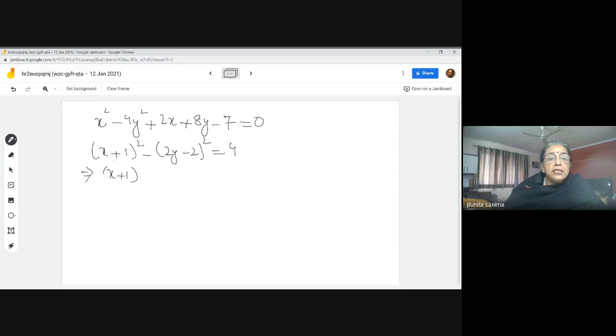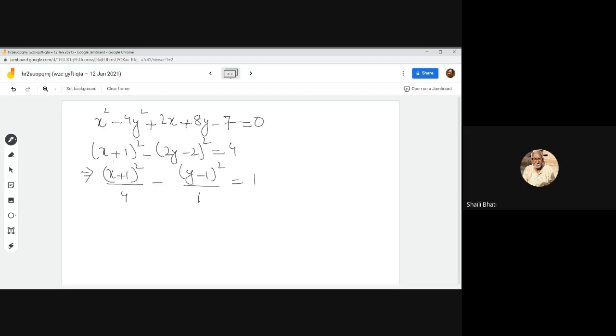I can write it as x plus 1 whole square upon 4 minus, now can you simplify, ultimately y equal to 1, this is what it will be, right? Yes, ma'am. In the earlier equation 3 was common, in this one 2 is common, so we'll get this. Okay. Now, has everyone followed up to here? Yes, ma'am.